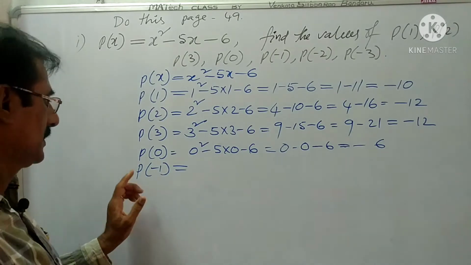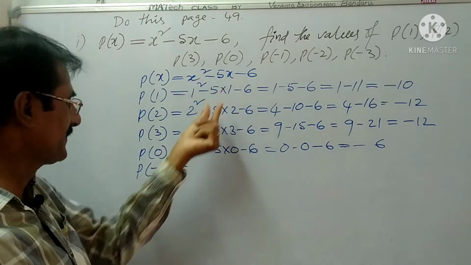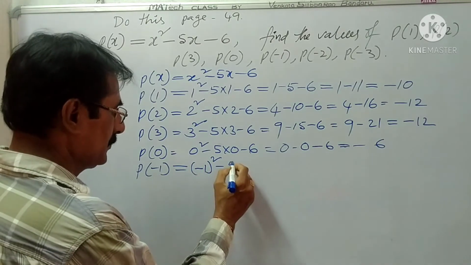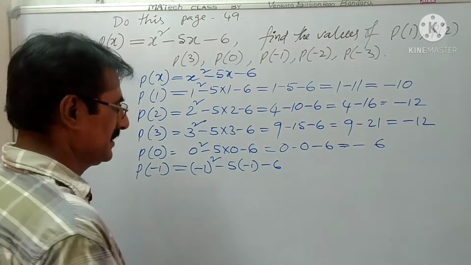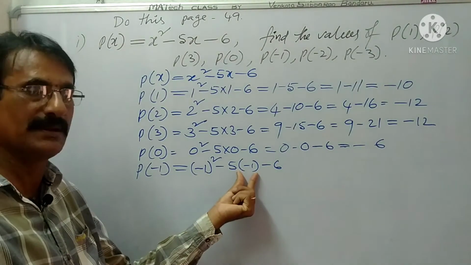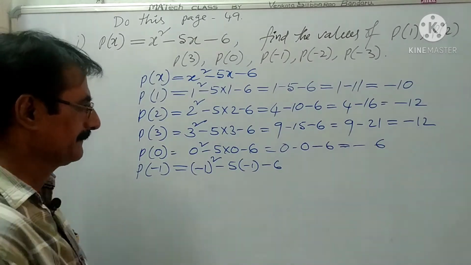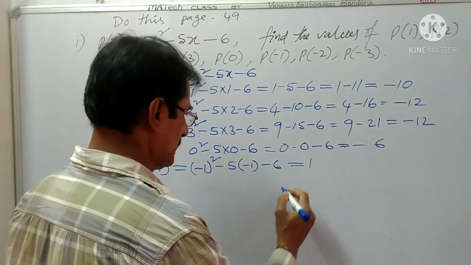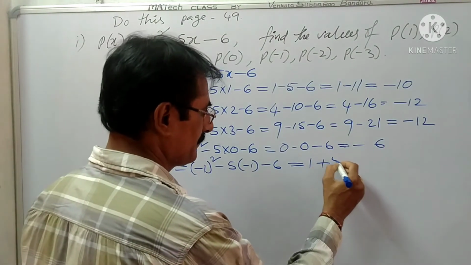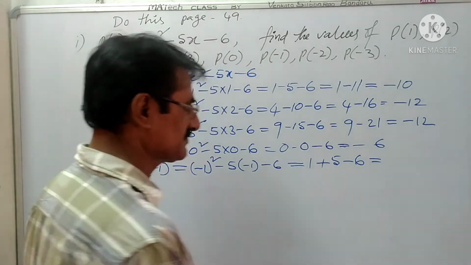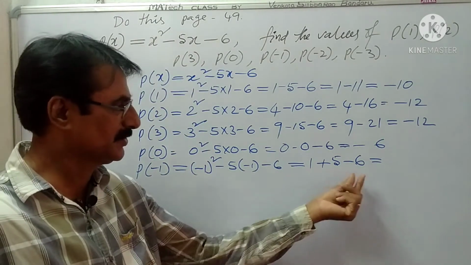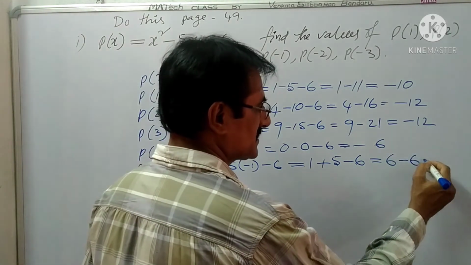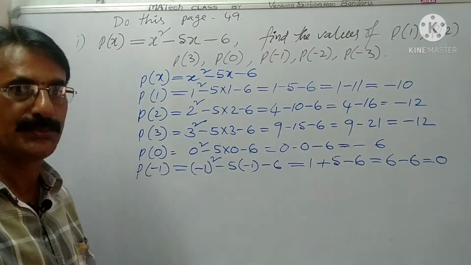Next go to p of minus 1 equals. Now just write in place of x minus 1. Minus 1 whole square, give the bracket. 5 into minus 1, because it is a negative number. Yes, these are negative numbers, so you must write the negative number in brackets. This is better. Minus 1 whole square is minus 1 into minus 1, plus 1. Minus minus plus 5, minus 6. You observe this one. These two are positive terms, only this is negative. Sum of these two equals 6. It is minus 6. 6 minus 6 is nothing but 0.